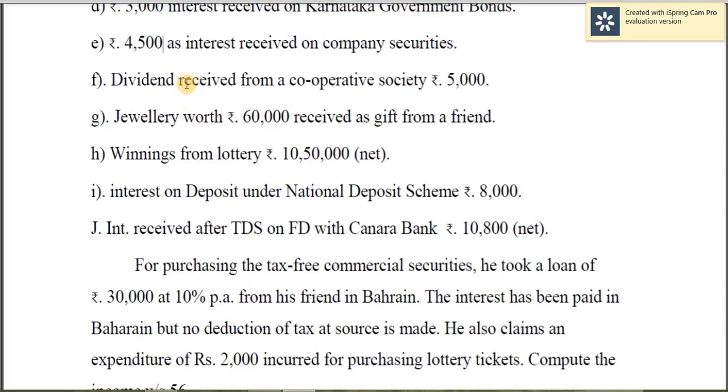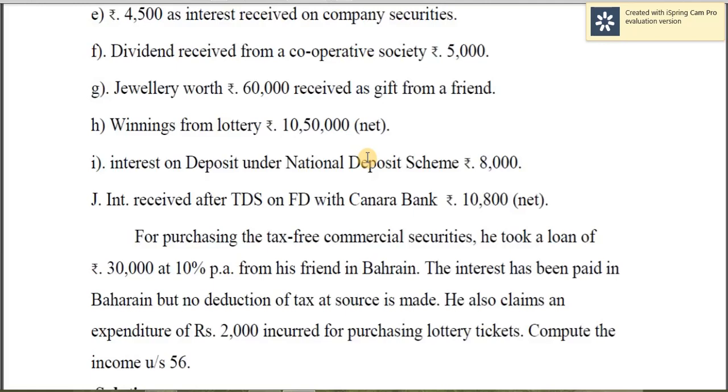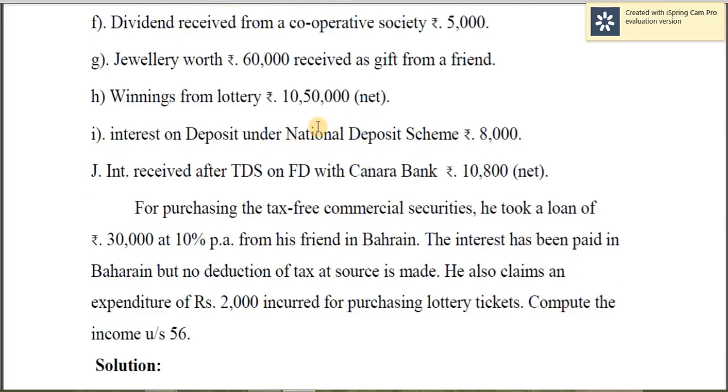Then next, dividend received from a cooperative society is taxable, whereas if dividend is received from a domestic company, that is exempt up to 10%. Jewelry worth 60,000 received as a gift from a friend. A gift could be either in cash or in property. If the total amount exceeds rupees 50,000, that is taxable. Here jewelry falls under the term property, and the amount is more than 50,000, therefore it is taxable. Winning from lottery: it is very clearly given as a net amount, therefore it should be grossed up by multiplying by 100 and dividing by 70.